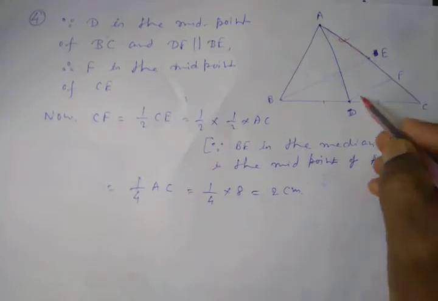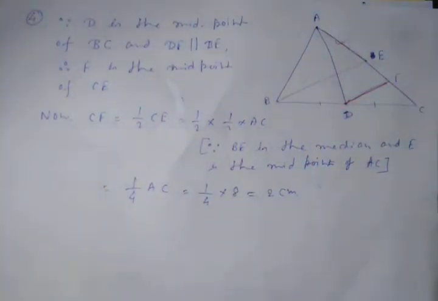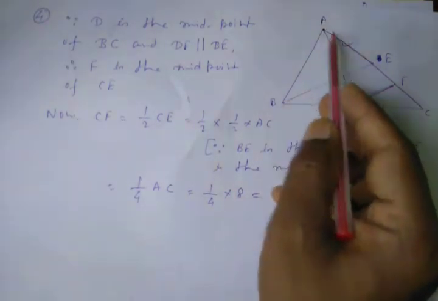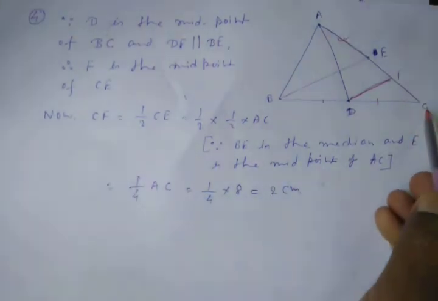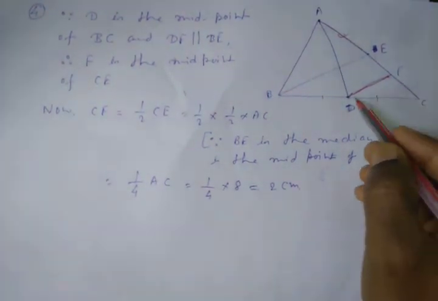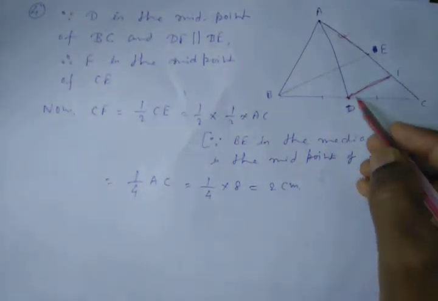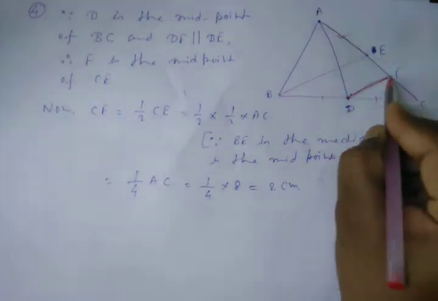Yes, it is given in the question that DF is parallel to BE, right? Then we have to find the value of CF, and we are given that AC is equal to 8 centimeter. Then we can find it. Now see that CF will be equal to what? Because D is the midpoint and DF is parallel to BE, therefore F is also the midpoint of CE.